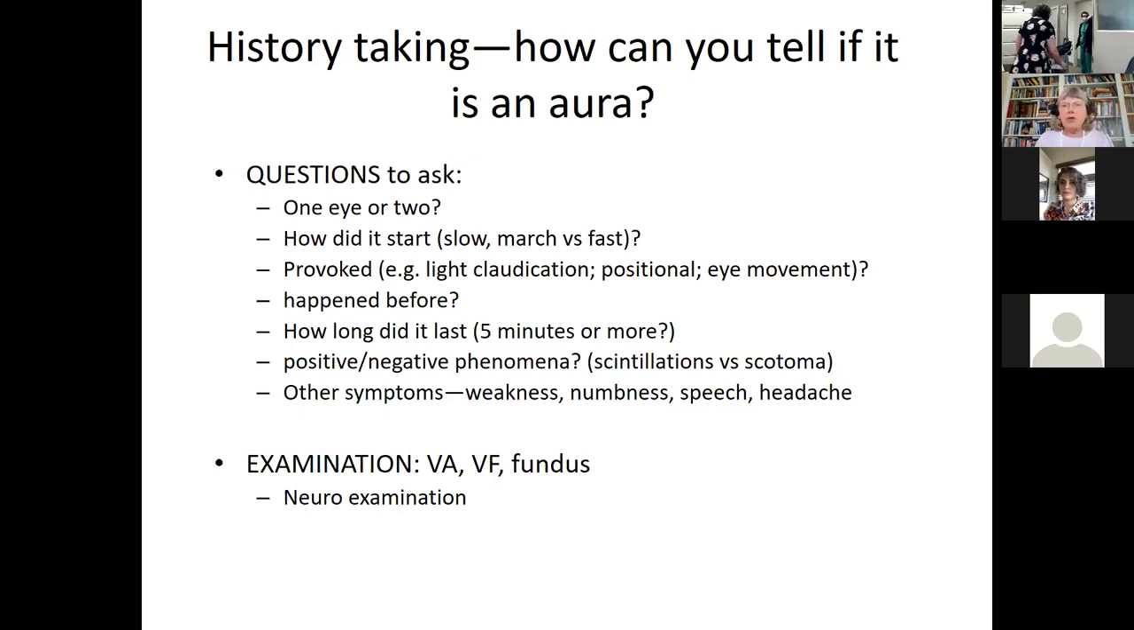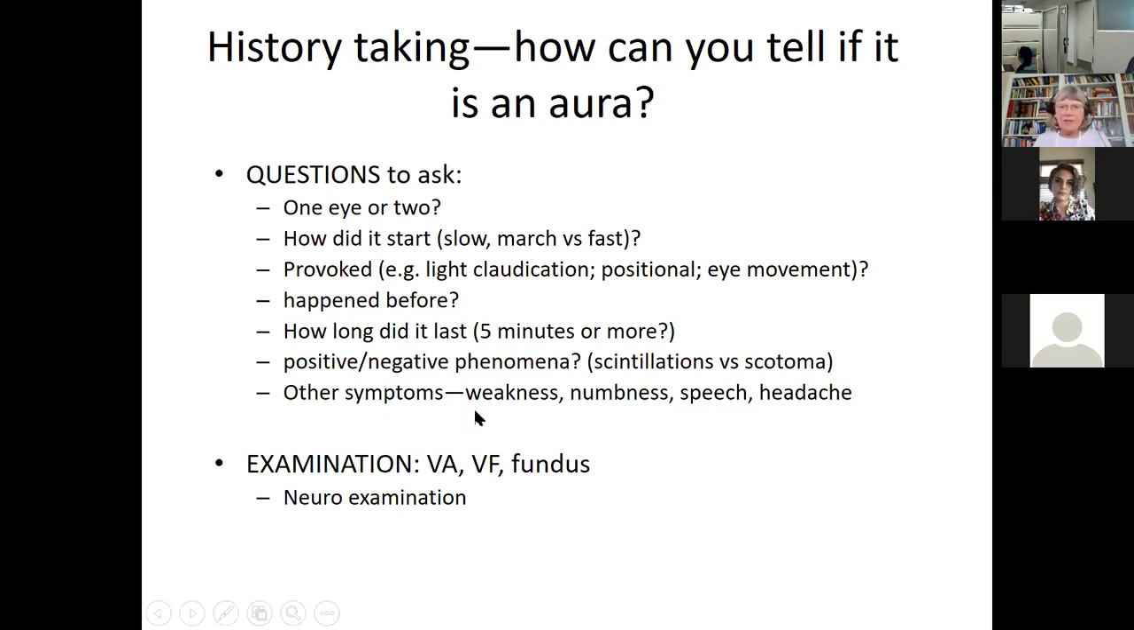I always want to know if it happened before, and then I want to know how long the aura lasted. Is it more than 5 minutes, or is it less than 5 minutes? And are there negative phenomena? And that would be a scotoma. That would be something like a blank spot, or positive phenomena, which would be like scintillations. And this positive-negative phenomenon is actually an important historical thing to be thinking about.